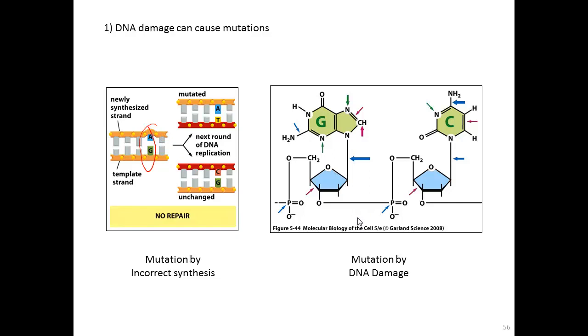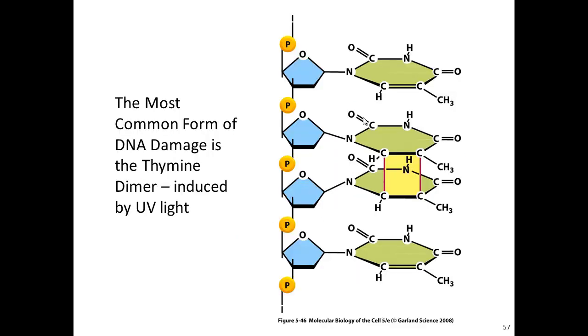Another cause of mutations is direct damage, chemical, physical, or photochemical, which for instance could cleave the glycosidic linkage between the deoxyribose sugar and the nitrogenous base. The most common form of DNA damage is thymine dimer.